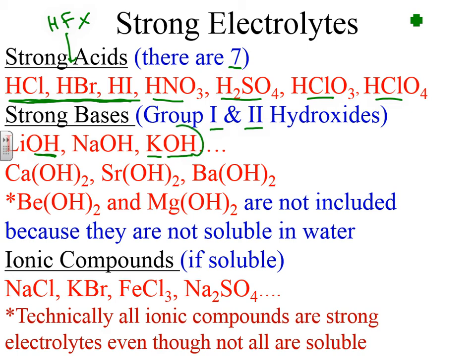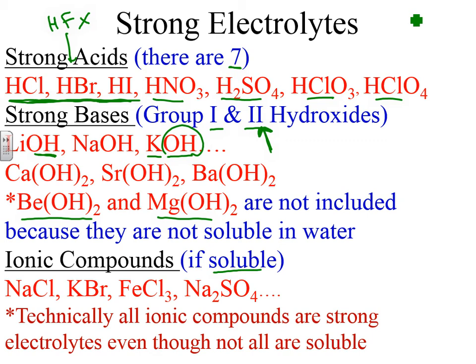So now here it says that beryllium hydroxide and magnesium hydroxide are not included in this list, even though they're group 2 hydroxides, because they're just not very soluble. But when they are soluble, they're strong bases. That's the idea. And then ionic compounds, if they're soluble, and we'll talk about solubility rules in the next lesson, will be strong electrolytes.